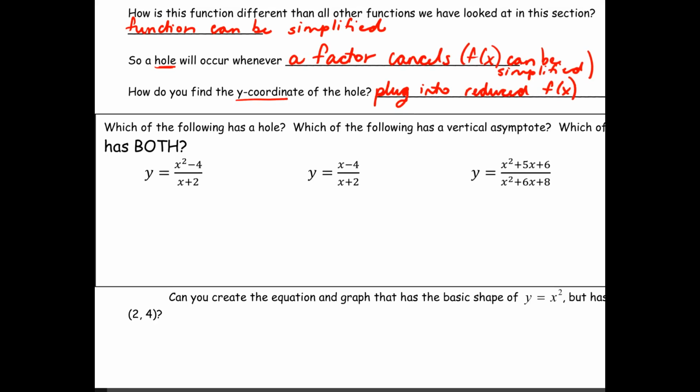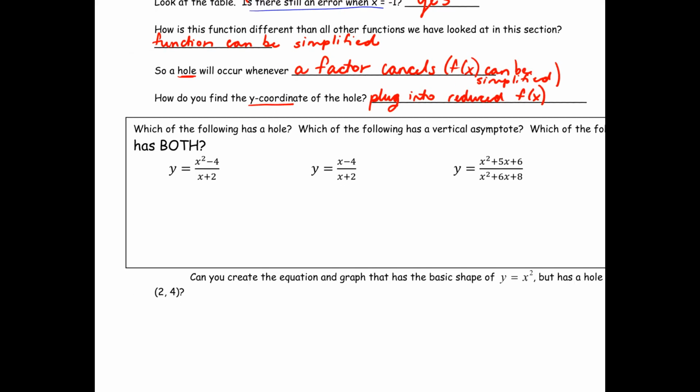Okay, so let's bring what you've just learned together. Which of the following equations has a hole? Which of the following have a vertical asymptote? And which of the following have both?